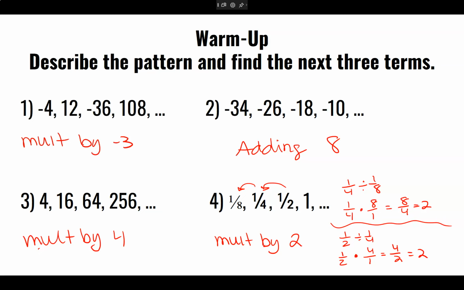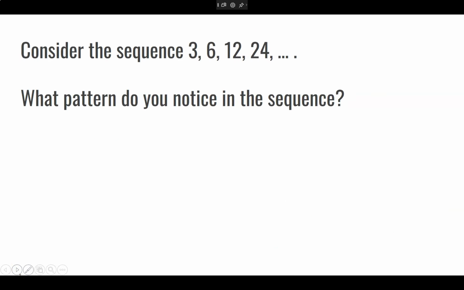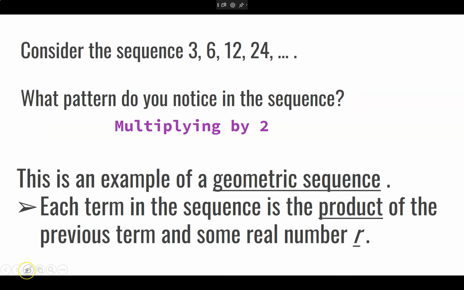Okay? What are we starting today? Geometric. Okay. So let's explore this a little bit more. 3, 6, 12, 24. We are multiplying by 2 here. This is an example of our new thing, the geometric sequence. This time in the sequence, each term is the product of the previous term and some real number r. We're going to use r for a common ratio now.